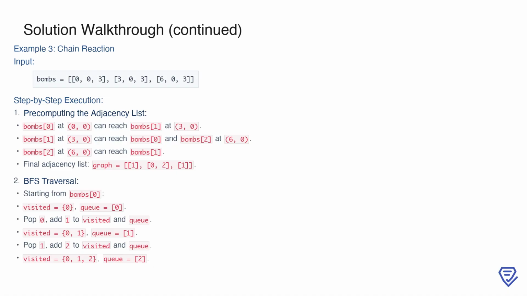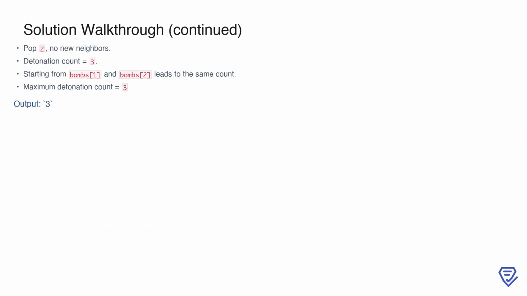Starting from bomb 0, we mark it as visited and enqueue it. As we process its neighbor, bomb 1, we add it to the visited set and enqueue it. Continuing the traversal, bomb 1's neighbor, bomb 2, is also added to the visited set and queue. Finally, we process bomb 2, which has no additional neighbors. This BFS traversal results in a detonation count of 3.